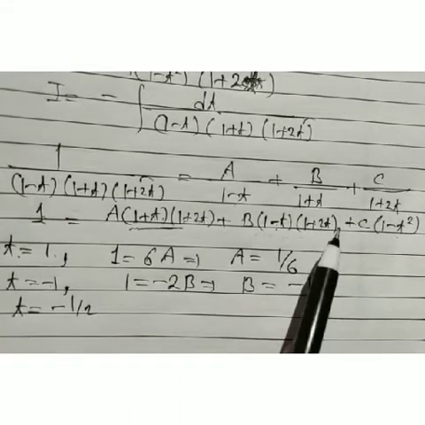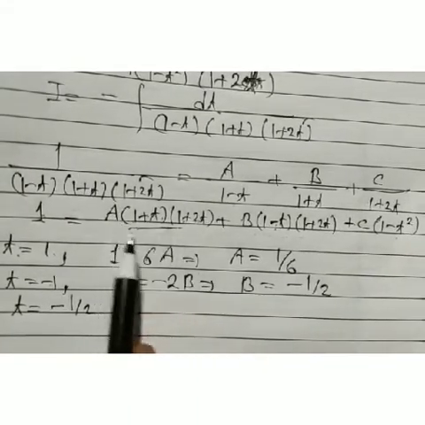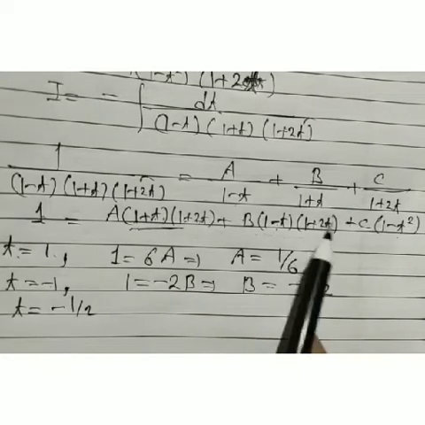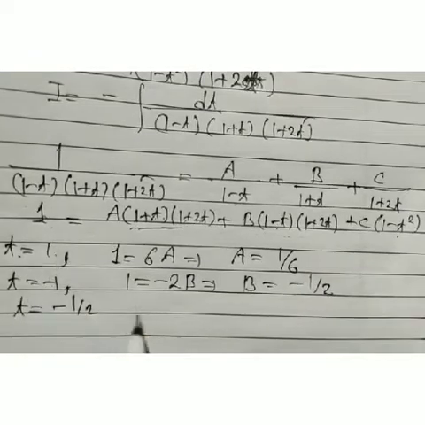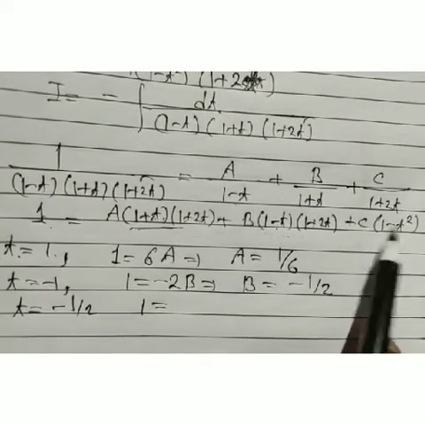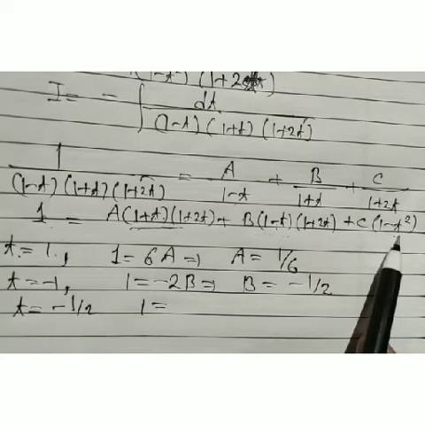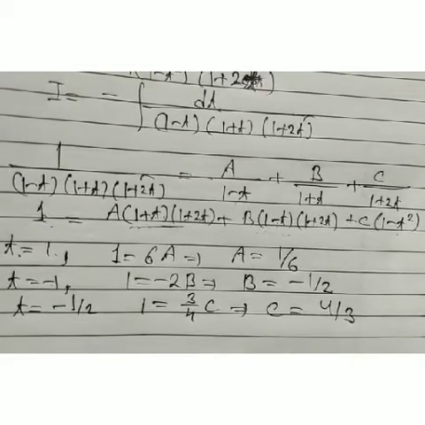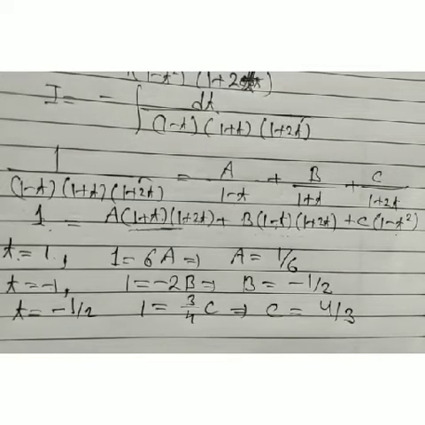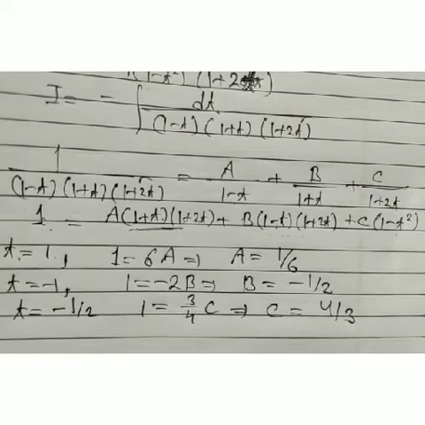Now we take t equal to minus 1 by 2. When we put in minus 1 by 2, this factor is 0, and also this is 0. Now we have just this portion. Our left hand side is 1, and putting in minus 1 by 2 we have 1 minus 1 by 4, so 3 by 4 c. Then the value of c is 4 by 3. Now we have the values of a, b, c.